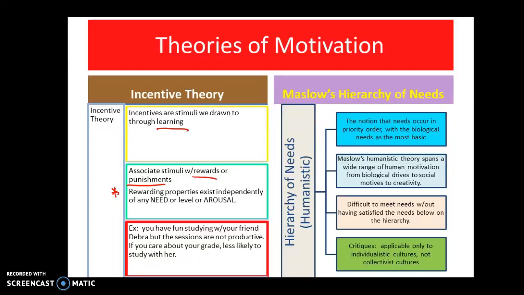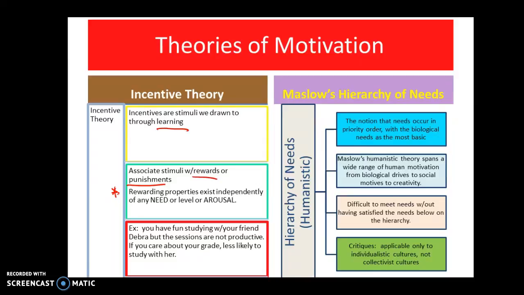Because remember, motivation is all about why we do what we do. What motivates us, right? Motivation is something that drives us or directs our behavior. So in the future, you're less likely to study with Deborah if you're a conscientious student and you care about your grade, right? So that motivates that behavior.